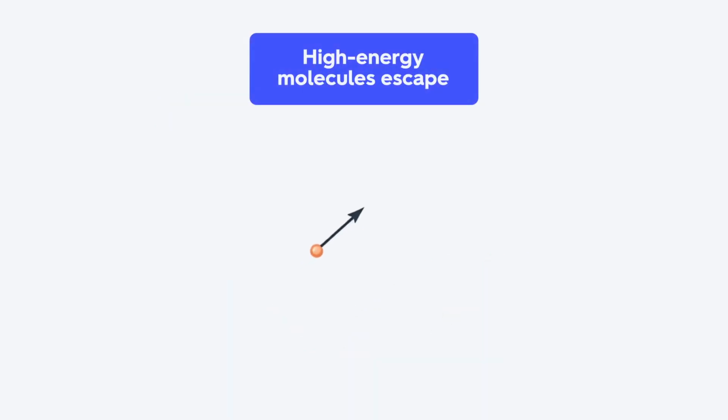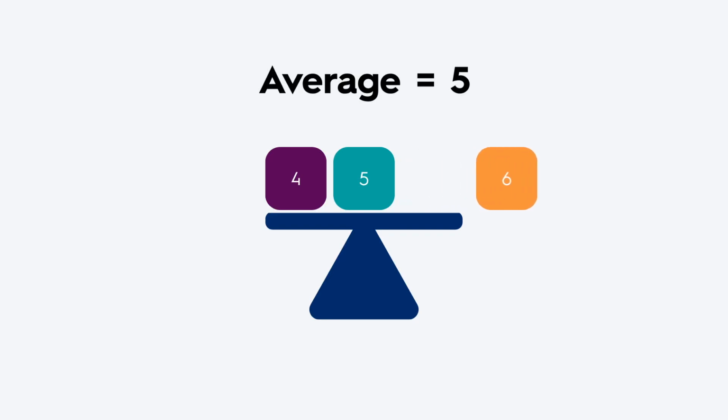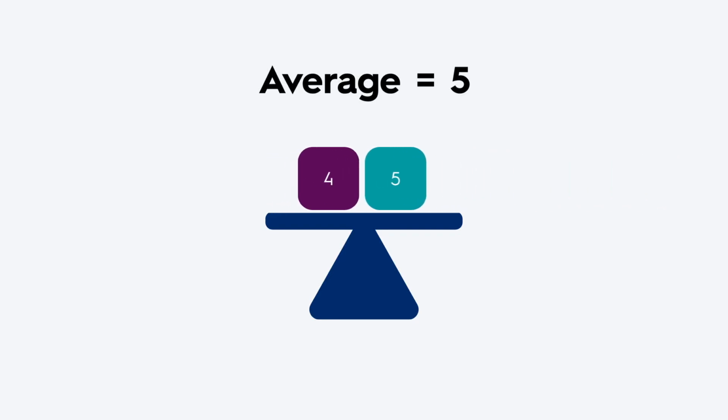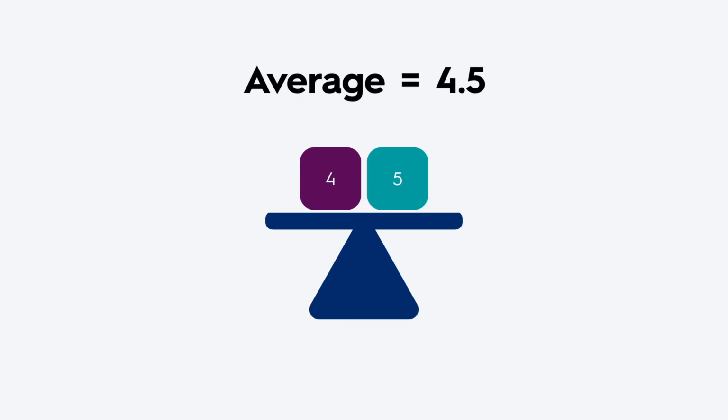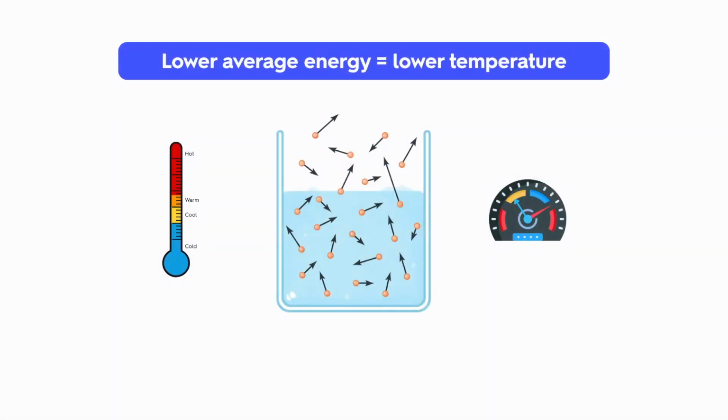Here's the key idea. The molecules that escape are usually the ones with the most energy, so evaporation tends to remove the fastest, highest energy molecules first. Think of it like averaging numbers. If you remove the highest value, the average drops. In the same way, if the highest energy molecules leave the liquid, the average kinetic energy of the remaining molecules decreases. Lower average energy means lower temperature. So evaporation doesn't just change liquid into gas, it can cool the remaining liquid because the most energetic molecules are the ones leaving.